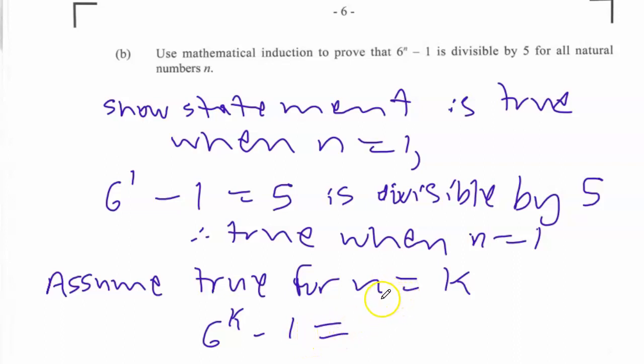Which means 6 to the power of k minus 1, if divisible by 5, can be expressed as 5 times some natural number. Let's call this natural number p. And let me define p, where p is some natural number.